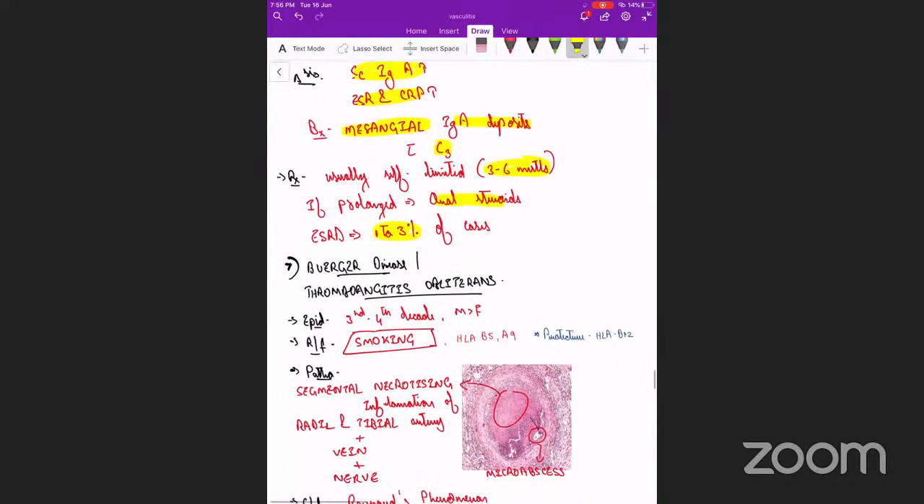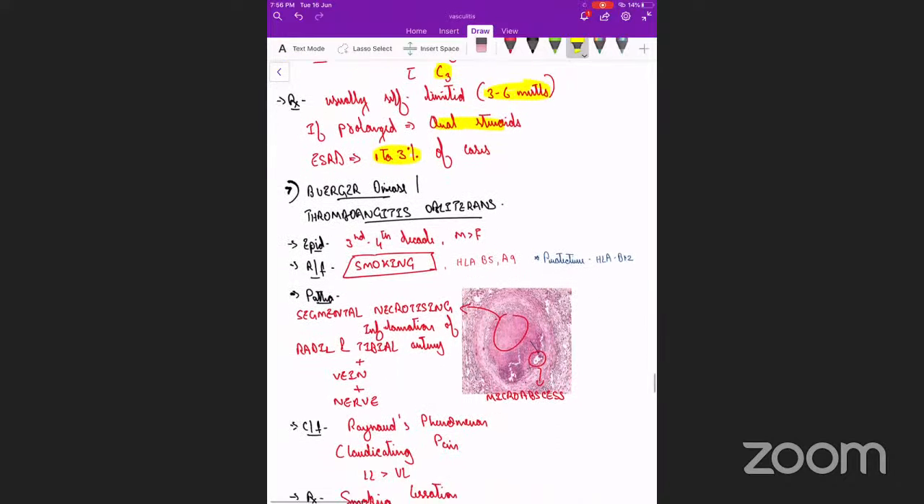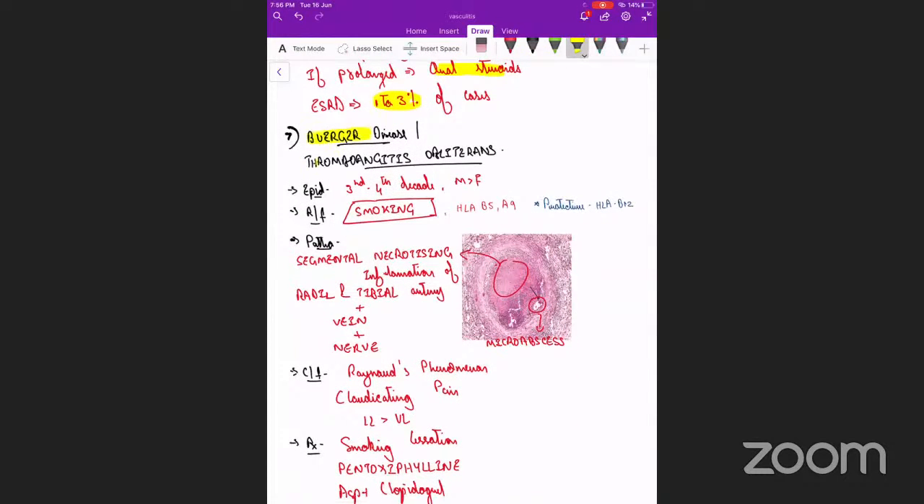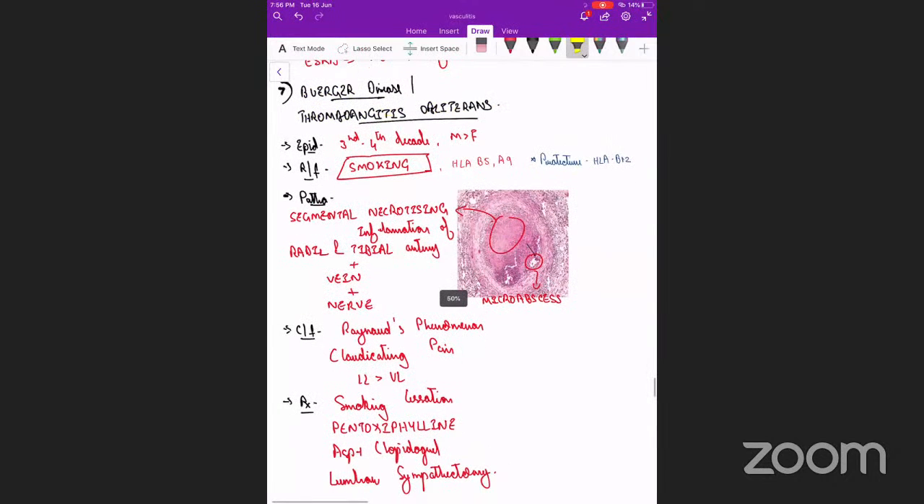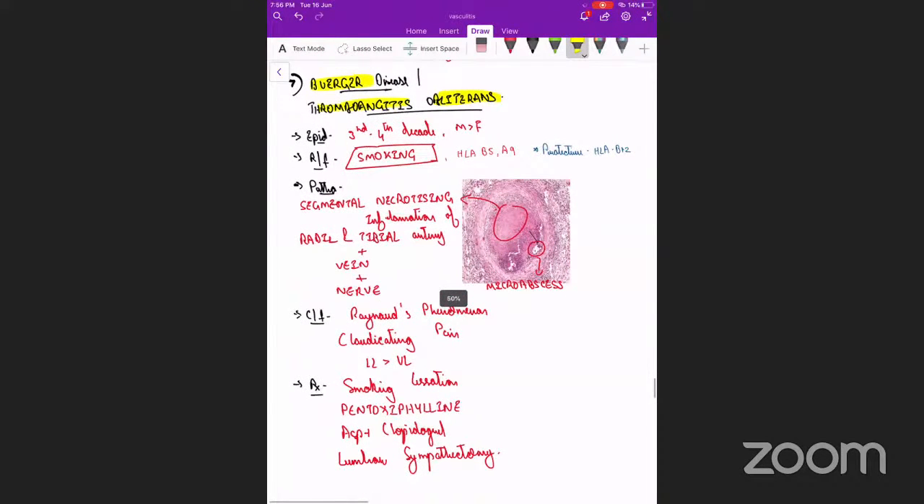Okay. So the next one was Buerger's disease, or thromboangiitis obliterans. This we'll read in detail in surgery class. So just a small summary of it.